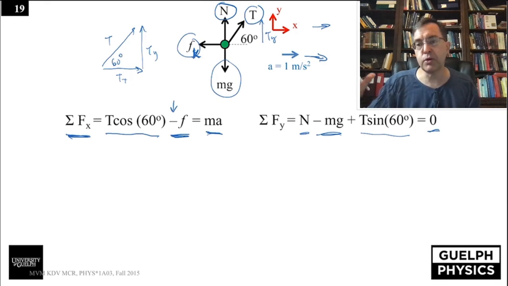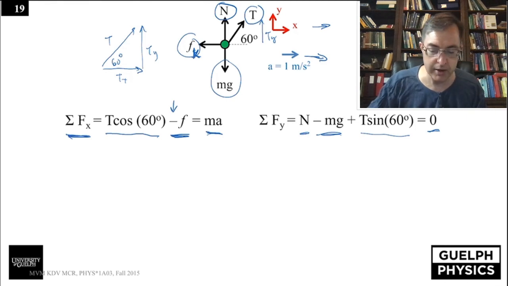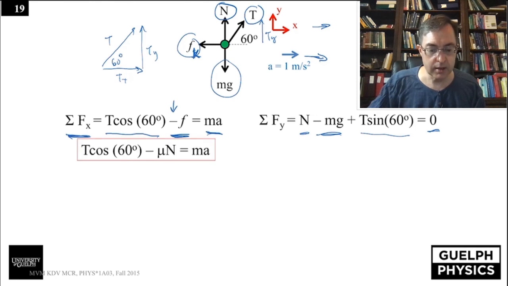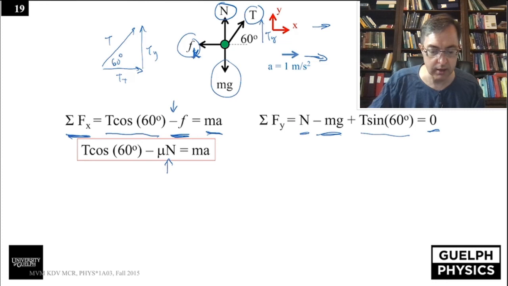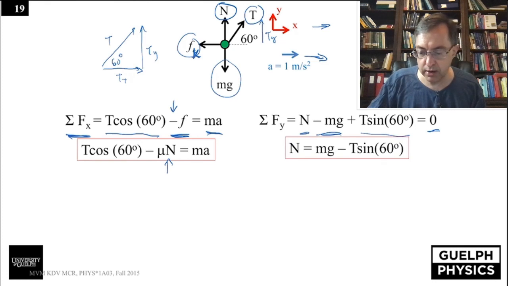So that's why it's so important to choose your coordinate system where, say, one of the directions aligns along the acceleration, because you know then that the other direction, in this case y, has no acceleration along it. Okay, so I have now two equations. I can plug in for the kinetic friction here. So I just plugged in mu N for the kinetic friction in the x equation. And here I've solved for the normal force N.